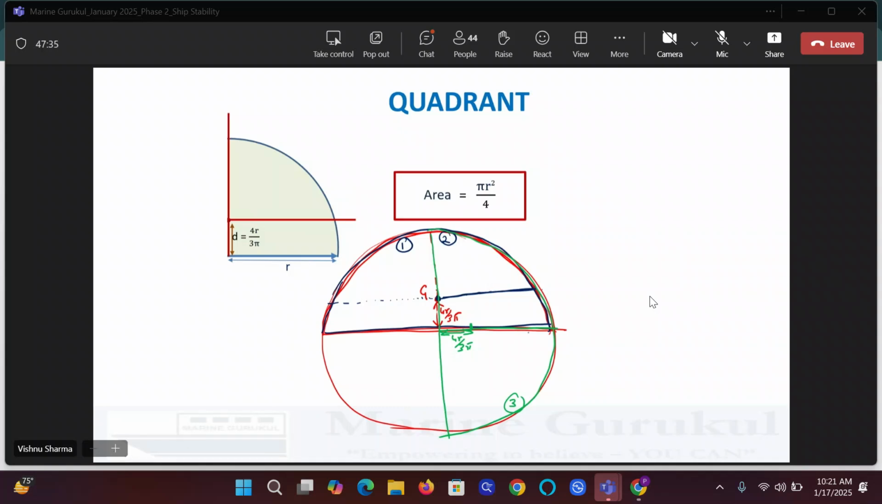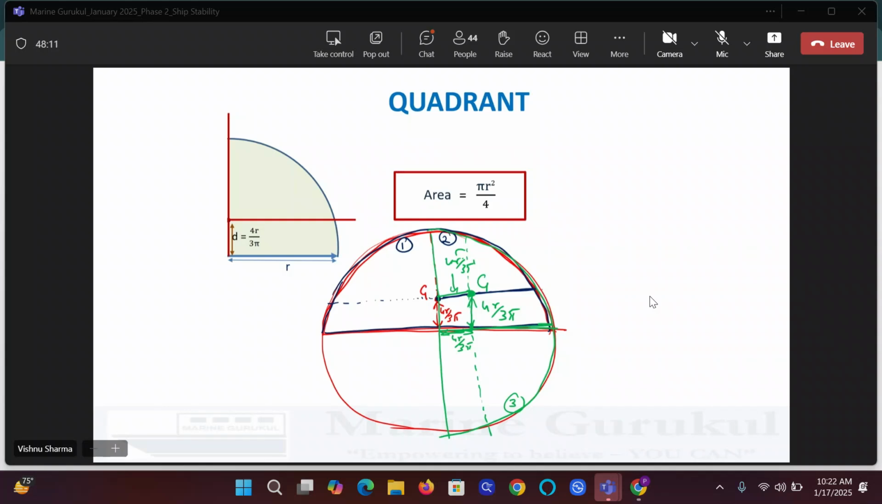But this green semicircle comprises quadrants 2 and 3. Where will the geometric center of 2 lie then? The geometric center of 2 will lie on this line and the geometric center of 3 will lie on this line. Yes or no? Do you agree with me, guys? Am I right? Yes, sir. So where will the geometric center of quadrant 2 be then? That's it. The geometric center of quadrant 2 would be here where these two lines intersect. At what distance? It will be at a distance of 4r by 3 pi from this radius and also 4r by 3 pi from this radius.